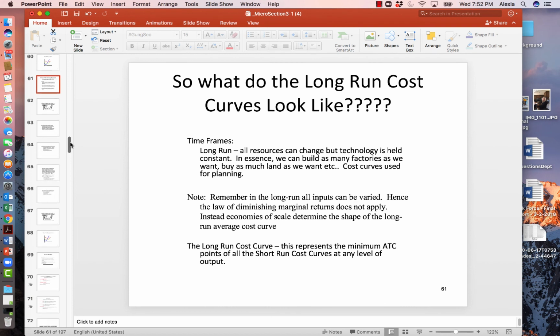Or we define long run in economics as where, or short run, excuse me, short run could be 30 years. If we say at least one input's fixed and we don't change any input for 30 years, that's still short run. So again, it's not about time, it's about inputs. So when we look at long run, we're saying all inputs can change.